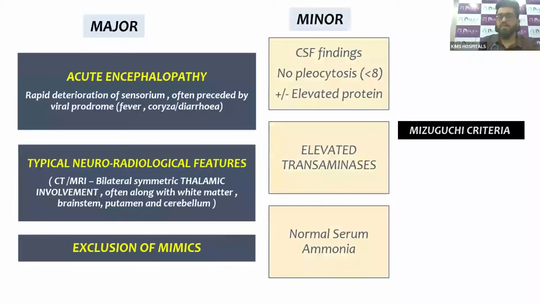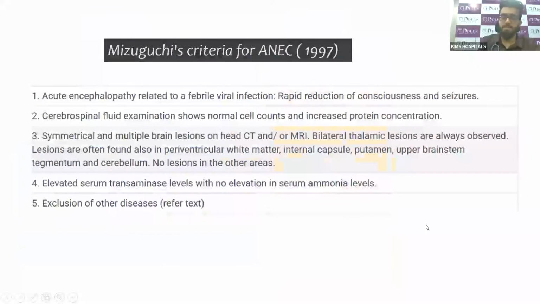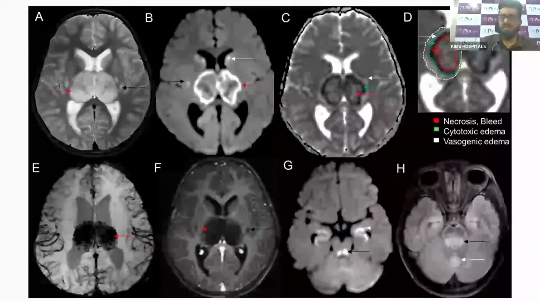And the minor criteria would include CSF findings like you should not have pleocytosis. So the cell count should be less than 8 because we know that it's an inflammatory condition. There's an exception for this. The protein may be elevated or normal. You have elevated transaminases and normal serum ammonia. This is again to rule out other inborn metabolism which have bilateral thalamic involvement. Sometimes organic acidemias, mitochondrial cytopathies, Reye's syndrome can have high serum ammonia and can mimic this presentation. So you need to have 3 major, all major should be present mandatory, plus 2 minor need to be present to call ANE. So this is a shorter version of ANE criteria.